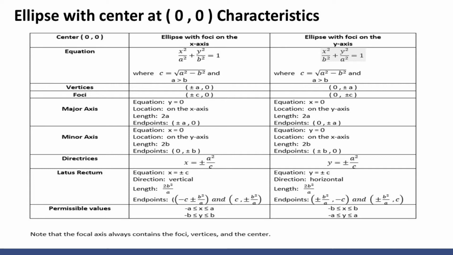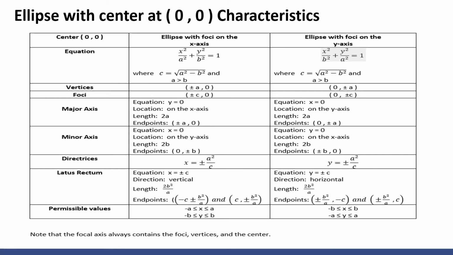For the minor axis, the length should be 2b. One is located on the y-axis while the other is on the x-axis. Given endpoints, dapat doon sa first equation ay 0, plus minus b at doon sa pangalawa naman ay plus minus b, 0. For the directrices, ang ating magiging equations ay x equals plus minus a squared over c para dun sa ellipse with foci on the x-axis, at para naman sa ellipse with foci on the y-axis is y equals plus minus a squared over c.